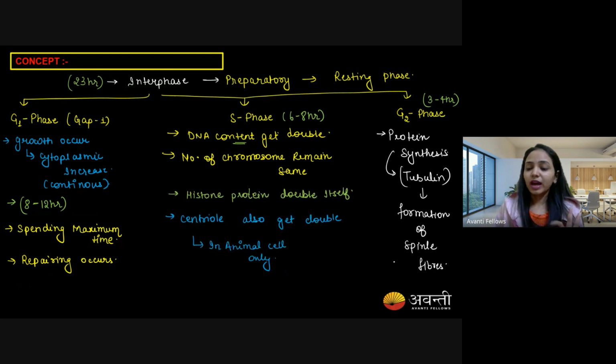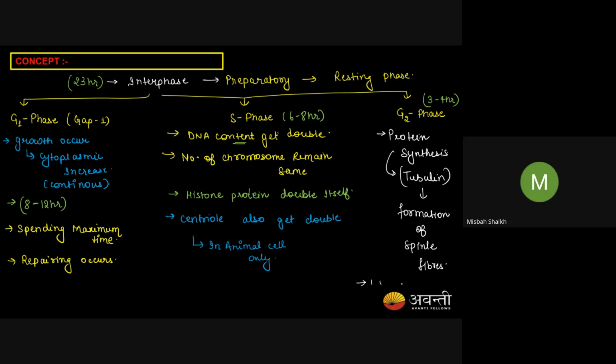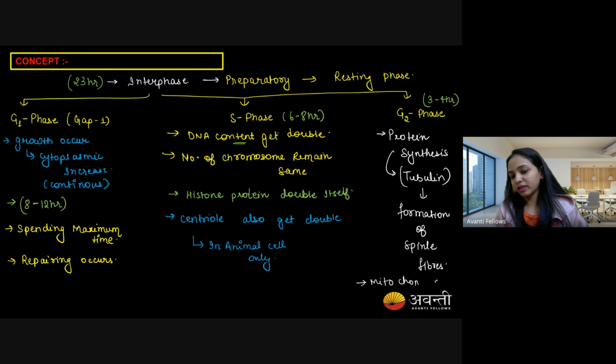As well as, we have two semi-autonomous organelles. Which are the semi-autonomous organelles? Mitochondria and chloroplast. Mitochondria and chloroplast are the two semi-autonomous organelles, na? In this phase, mitochondria and chloroplast also double itself.